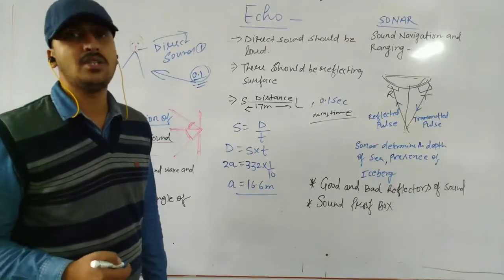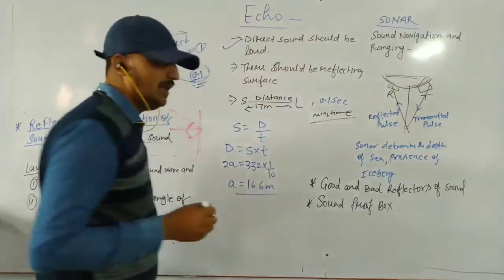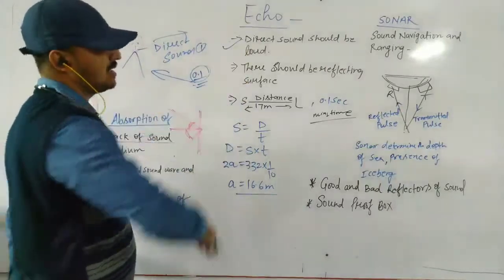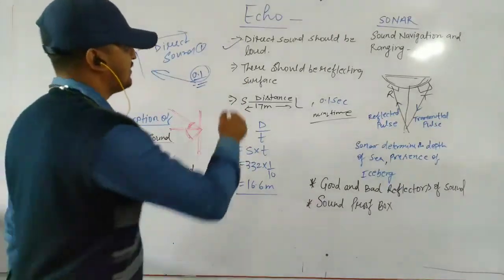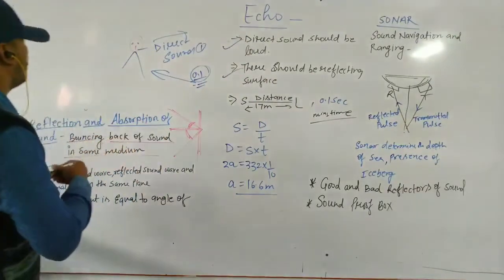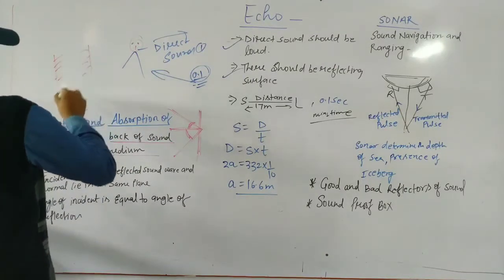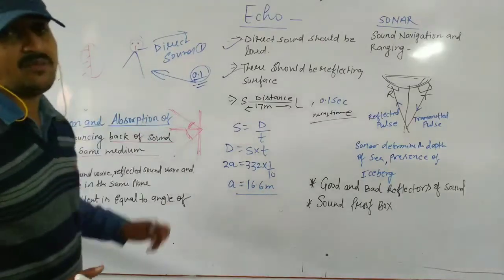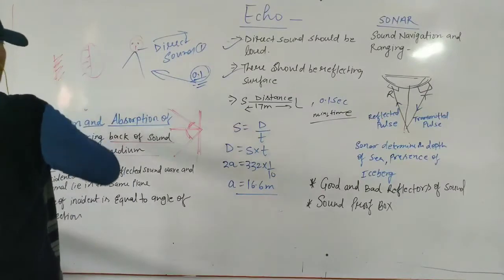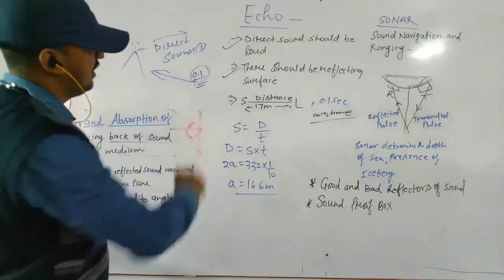There are different conditions for echo. We shall try to understand those conditions. Direct sound should be louder. If the direct sound is louder, then only we can listen to echo. Second, there should be a reflecting surface. There are two types of surfaces: the first is reflecting, and the second has the property of absorption. If there is a reflecting surface, it should be a hard surface, a metallic surface, a brick surface. Then only we can listen to this echo of sound.